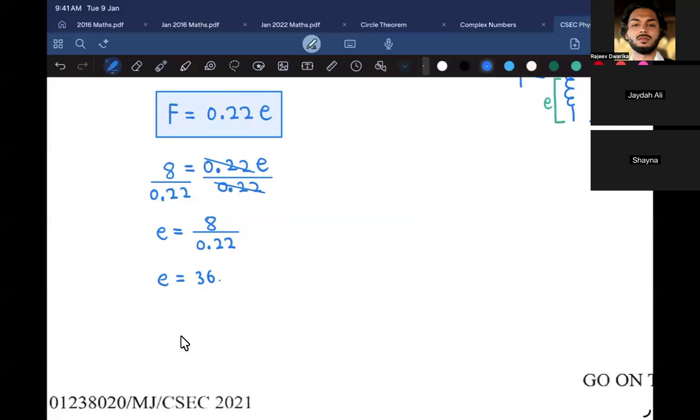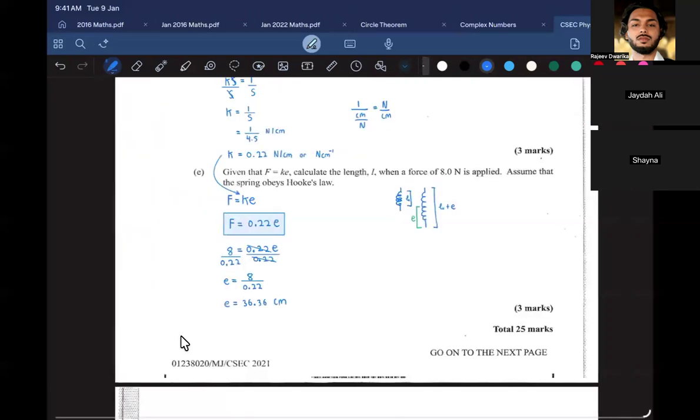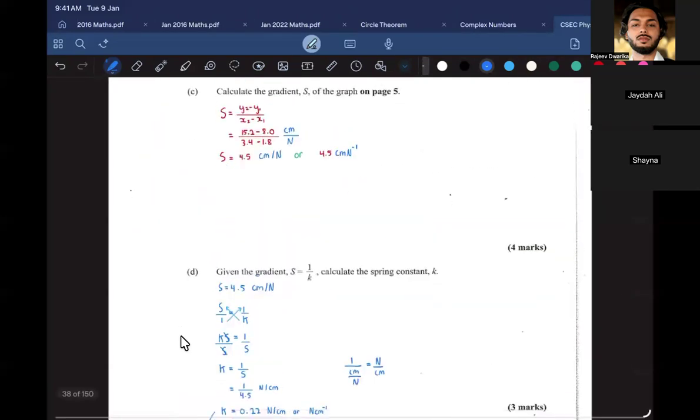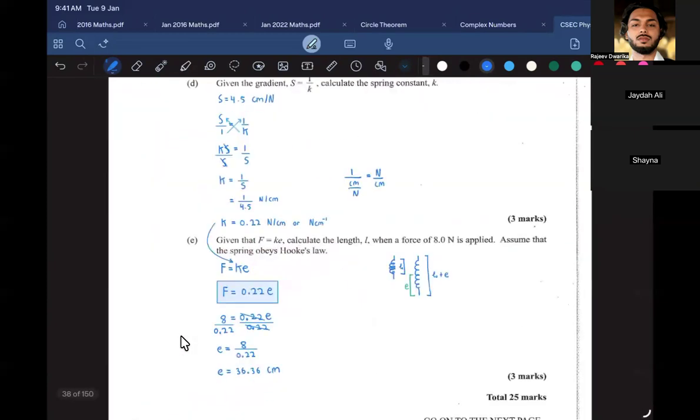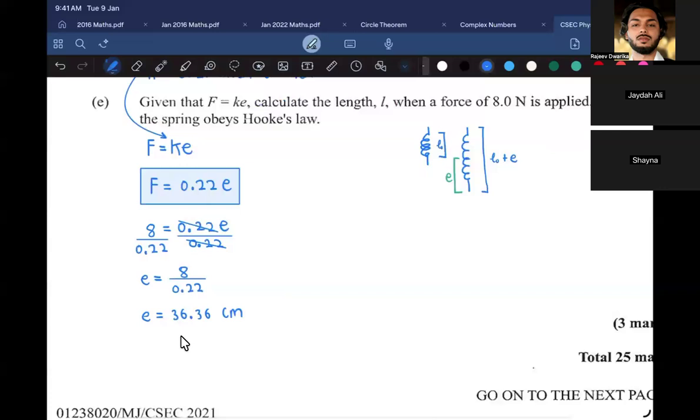36.36 to two decimal places. Okay, 36.36, and we just found the extension. What units do you think extension would be in? Centimeters. Correct. Look at this question, the graph. All of the units here were given in centimeters. You see how tricky physics is? You see how much room for errors there is? Yes, there's a lot of room for errors. And again, if you did this, you'd only get 1 or 2 marks.